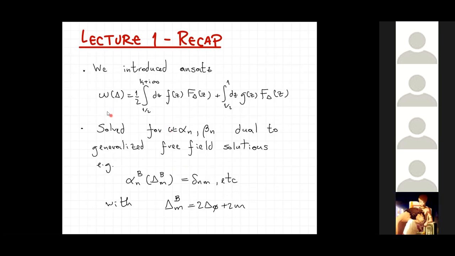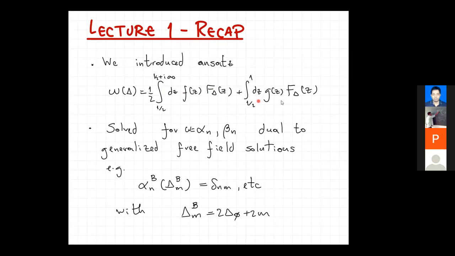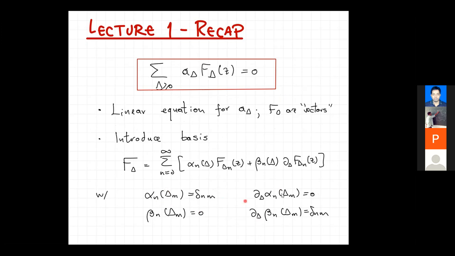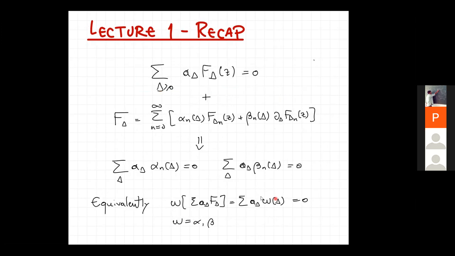These functionals, the way that we constructed them is that we introduced some clever ansatz that took this form. So they had two pieces, some F piece and some G piece. And then we solved for these pieces by demanding that our functionals have these duality properties that we showed. In particular, notice that the functions have double zeros whenever delta M, when M is larger than N. Of course, I haven't told you what these delta N's are.